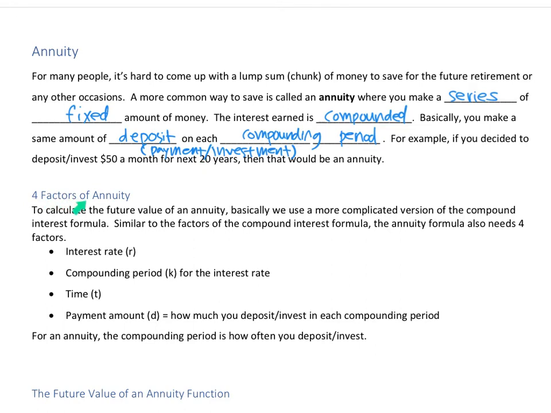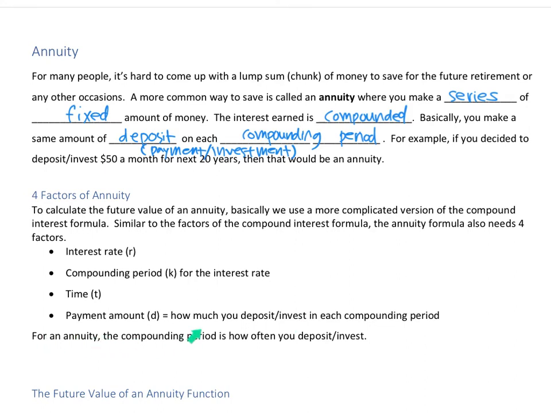So here we have 4 factors of an annuity. To calculate the future value of an annuity, basically we need to use a more complicated version of the compound interest. As I said, we use compound interest, but instead of a one-time lump sum deposit, here we're making a series of deposits, like every month. So instead of investing once, we're making an investment every month, right? So things get a little more complicated. Similar to the compound interest formula, the annuity formula also needs 4 factors: interest rate, compounding period, time, and then payment, which is how much you deposit or invest.